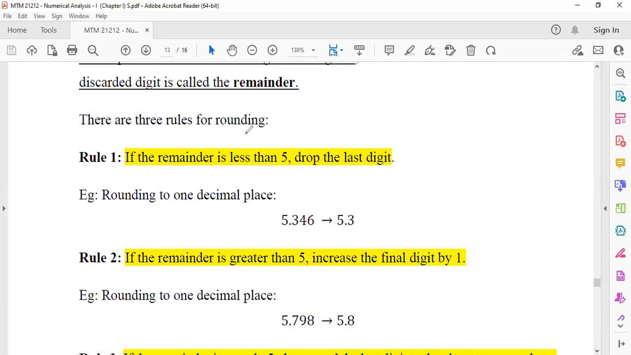What it says is, the remainder means what? For example, 2, 3, 4, 5, 6. We want to round off to 1 decimal point. So this is the 1 decimal point. If you wanted to round off here, this is the remainder part, the discarded part. Here, this value is less than 5. 4 is less than 5, no? So if it is so, you have to drop the last digit. You take this one out and just write 5.3 only.